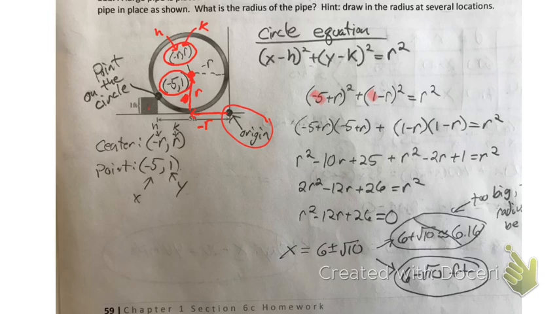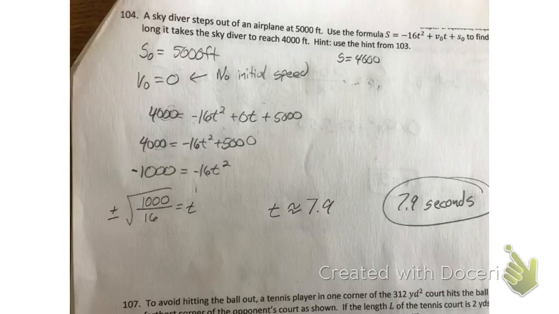Remember, our initial velocity is kind of like you're getting shot out of a cannon. How fast are you being pushed in that direction? I'm not being pushed down. I'm just taking a step off, and so my initial velocity is 0. So here's a picture of all the work. That's why I put here that there was no initial speed. So we put a 0 in for our velocity. And we're looking when I'm 4,000 feet, so we put a 4,000 in for that S.